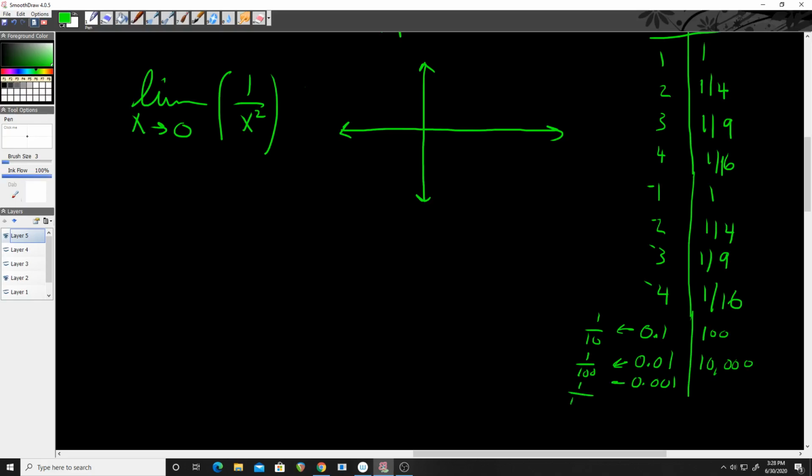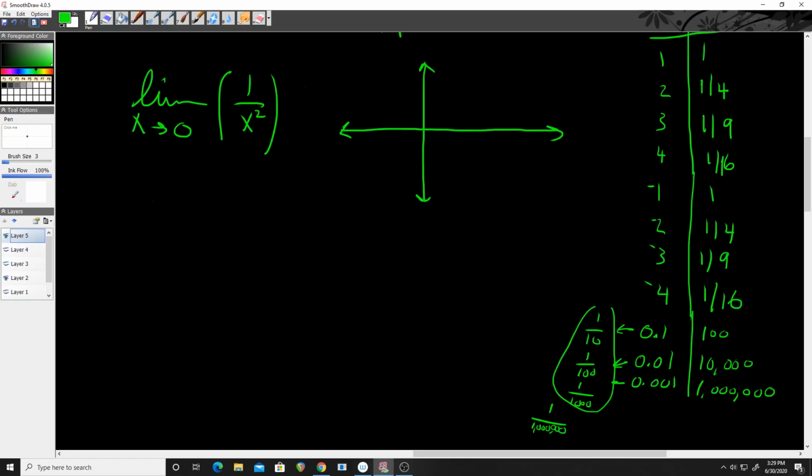Same reasoning. This is 1 over 1,000. If you square that, you're going to get 1 over, add 3 more zeros, 1 over 1,000,000. And then 1 over that is 1,000,000. So you see what's happening. As x gets smaller, as x approaches 0, the y value gets bigger, bigger, bigger, as we can see from the table. And obviously, if you square a negative number, it becomes positive.